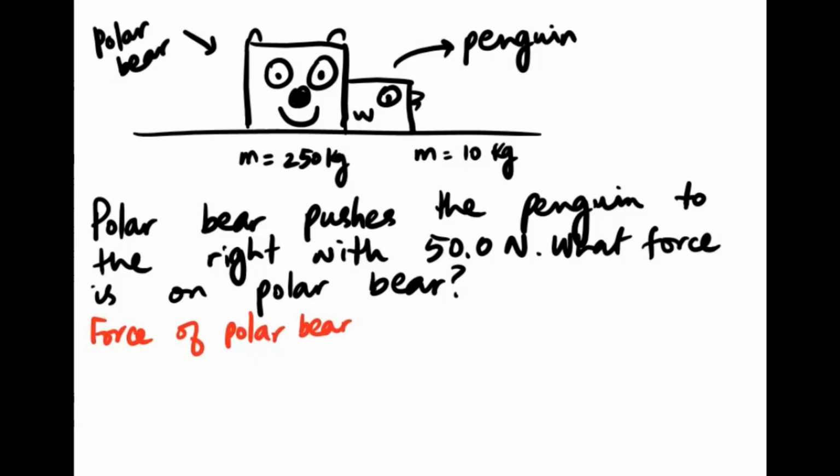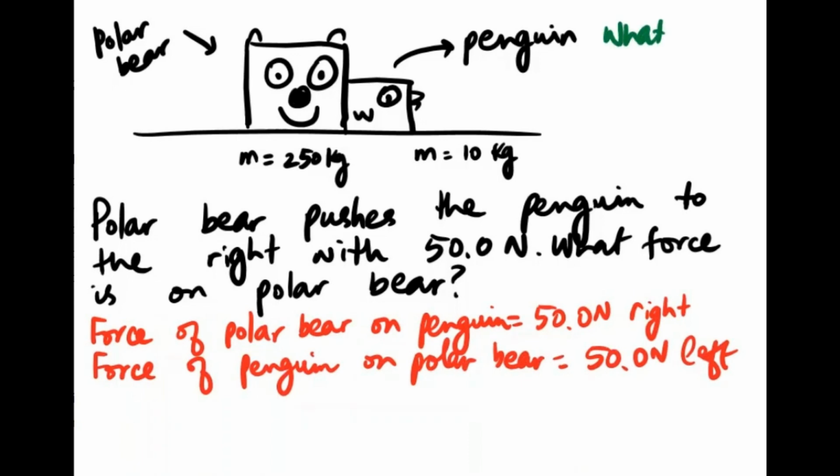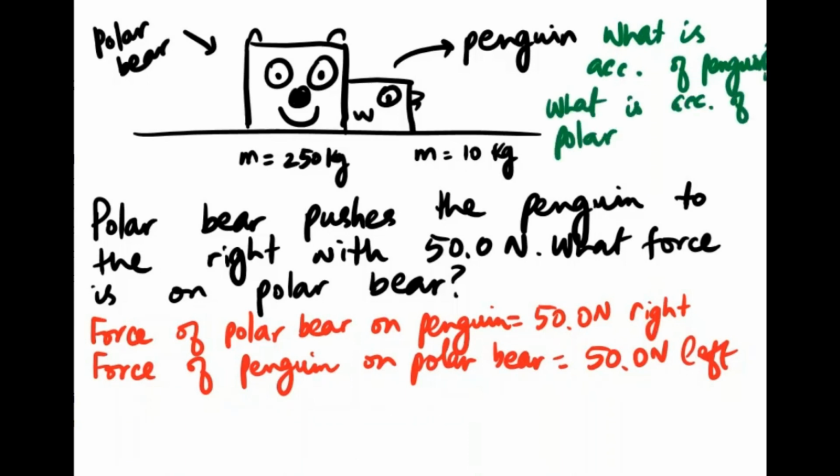By Newton's third law, we know the force of the polar bear on the penguin is given to us, but there should be the same force from the penguin on the polar bear, but in the opposite direction. So if we know the forces now, we can quantify and see what is the acceleration of the penguin and what is the acceleration of the polar bear. That's where we'll use Newton's second law again and quantify the acceleration, using the forces that we determined from Newton's third law.